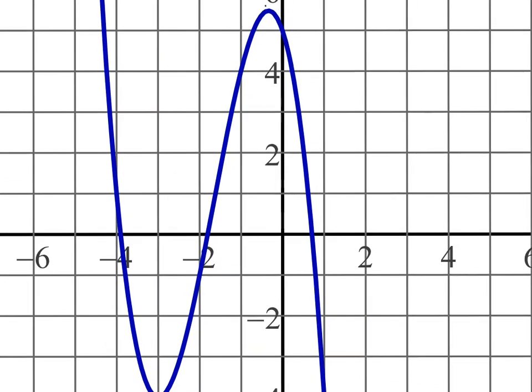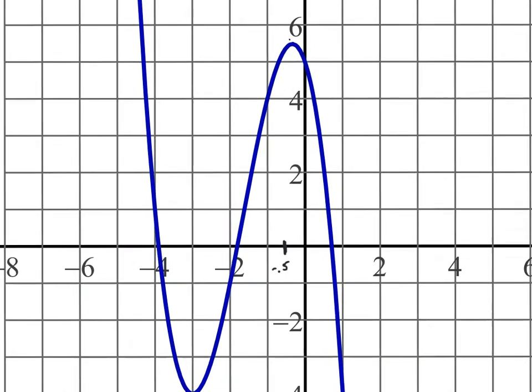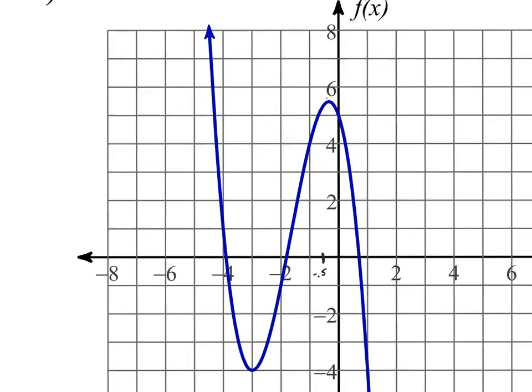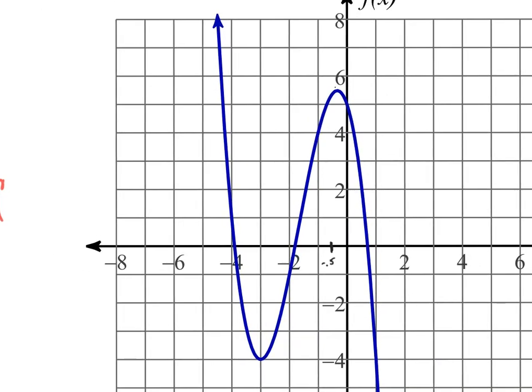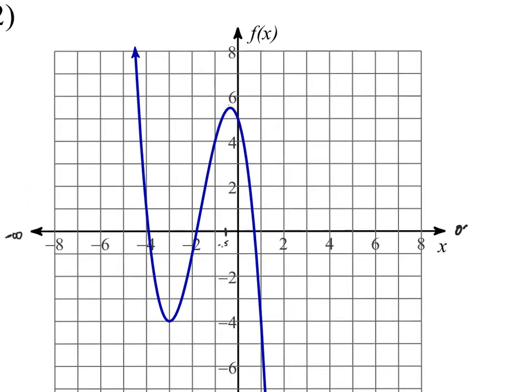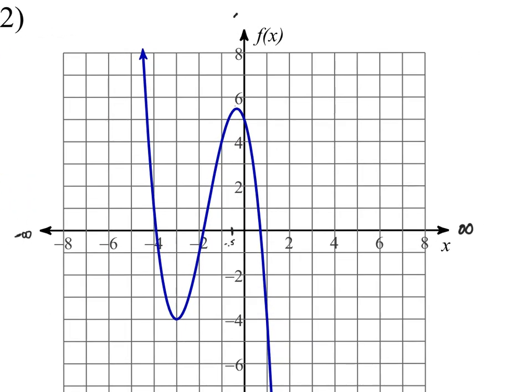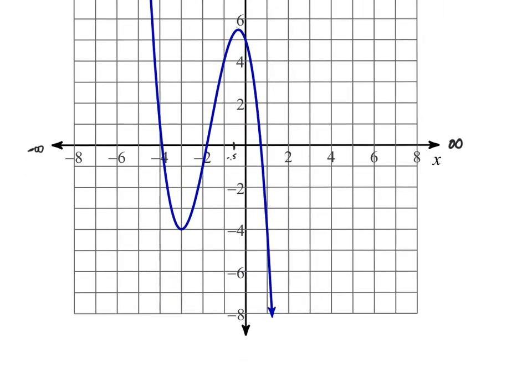Not 0.5. We'll just say this is negative 0.5 again, just for computational reasons. You guys do whatever you want. So remember, this is negative infinity over here. This is positive infinity over here. I'm putting the infinities because we have arrows. Arrows mean it goes on forever and ever.